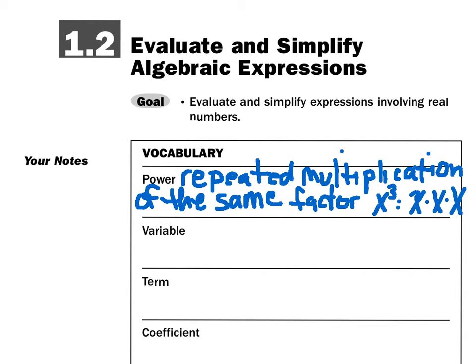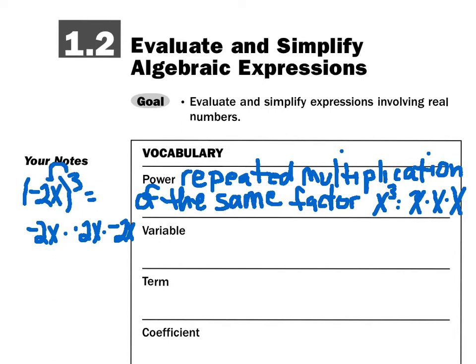Be careful when you're using powers that you multiply by the whole factor. Say you wanted to multiply negative 2x to the third power. That would be negative 2x times negative 2x times negative 2x, 3 times. One of the common mistakes is that students will try to just pull into this and say that's negative 2x to the third without multiplying by the negative 2.